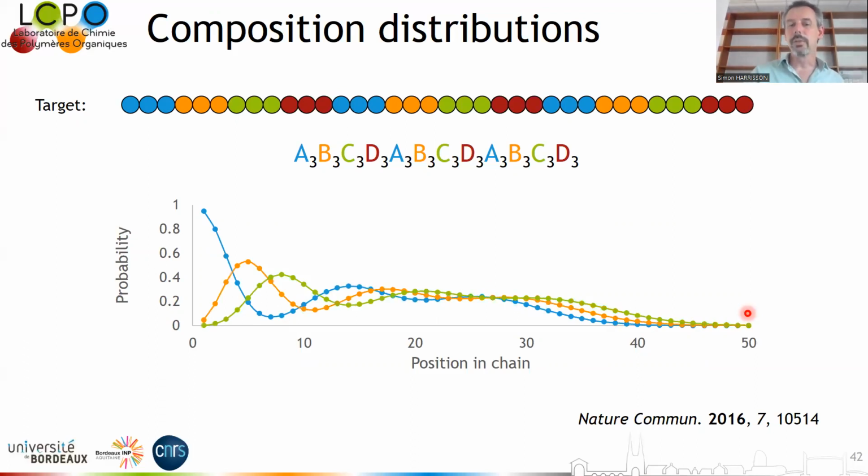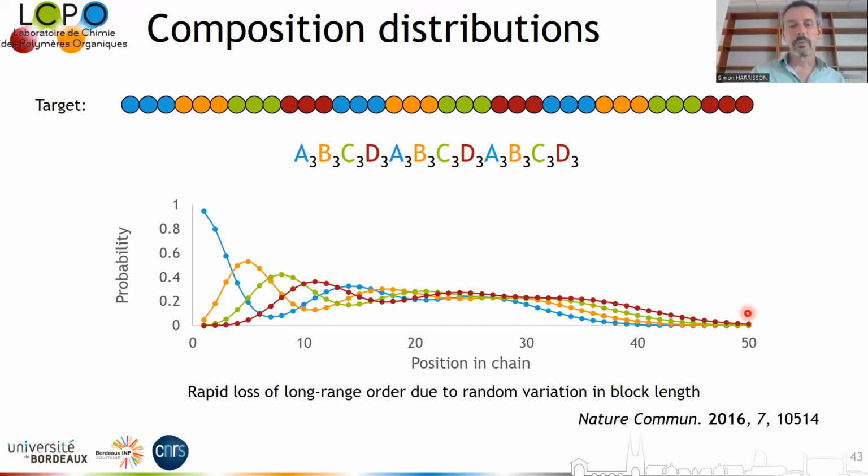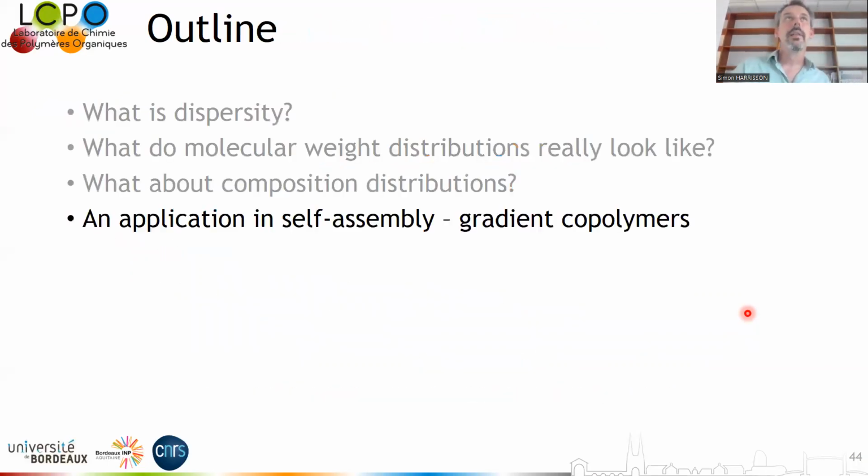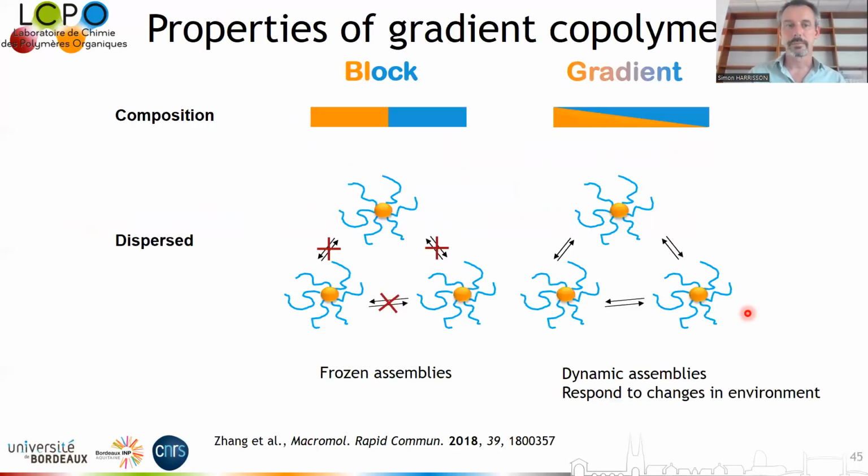We can do that for each of the monomers. And what we see is that basically just because of that random variation in the length of individual blocks, we quickly lose that long-range order. Now, that loss of order, in some senses, can be an advantage. And so I want to just finish with an application in self-assembly using gradient copolymers.